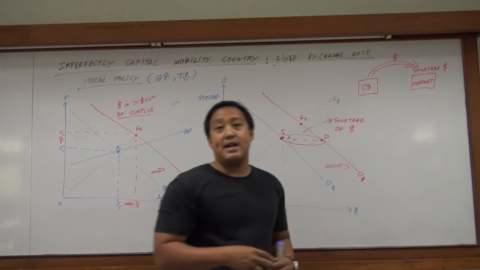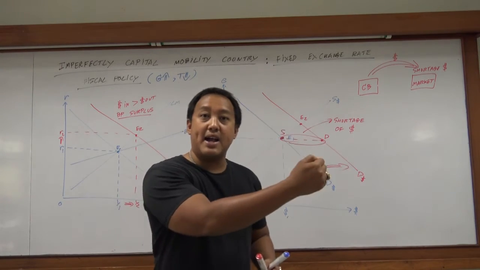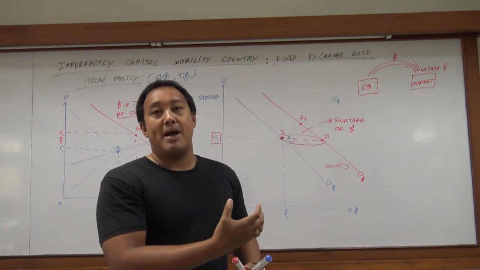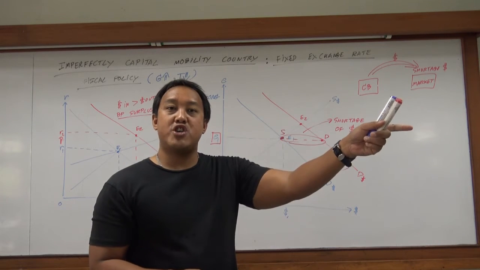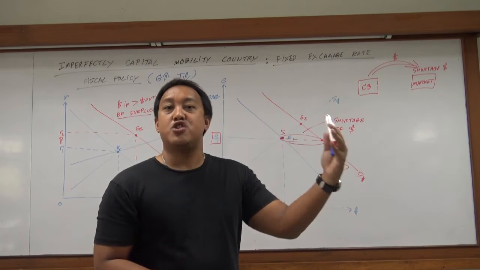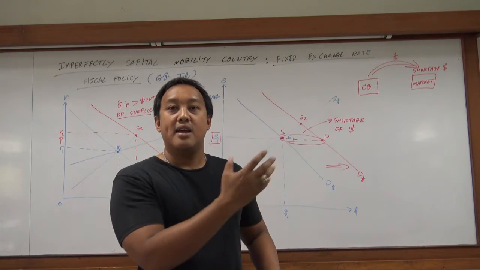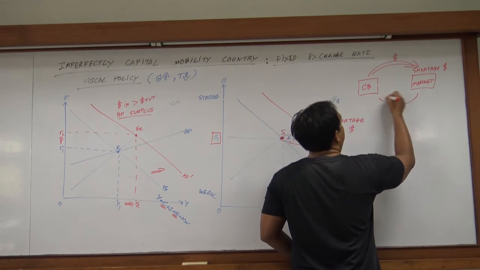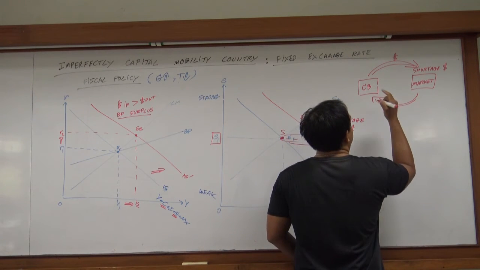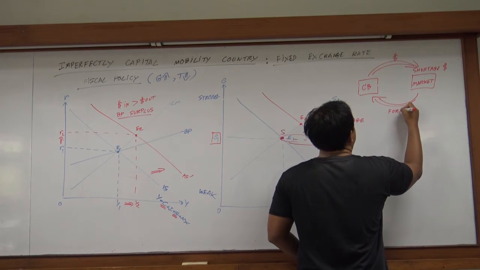When the central bank sells US dollars to the market, the buyers have to pay back to the central bank in foreign currency. If they come from China, they have to give me Chinese yuan. If they come from Japan, they need to give me Japanese yen. So then the foreign currency will flow back to the central bank's hand. That is foreign currency.